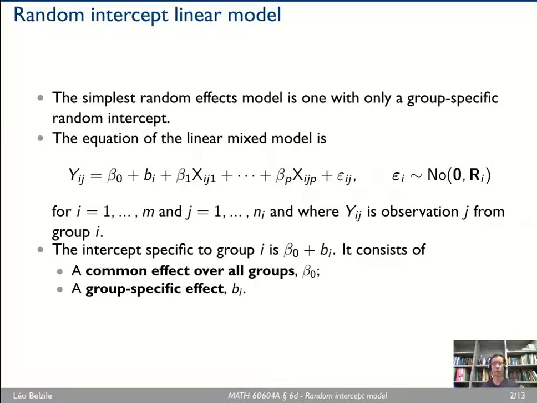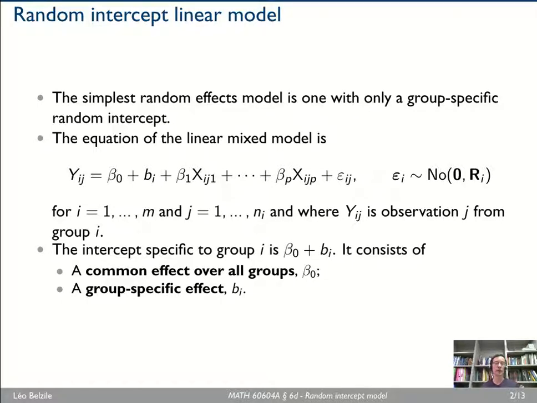So we're assuming the errors have some covariance structure. Most of the time it's the identity, but here I'm just going to have one random effect. So the intercept that's specific to group i, the conditional mean of y, that's beta naught plus bi. Here the slight difference of interpretation relative to the model with a group effect is that now beta naught is the common effect over all groups.